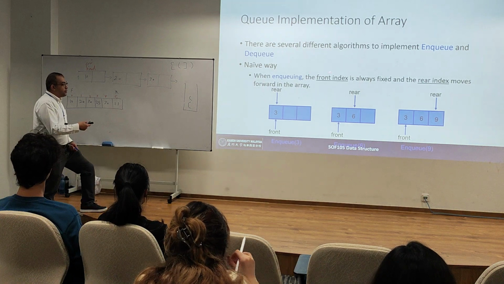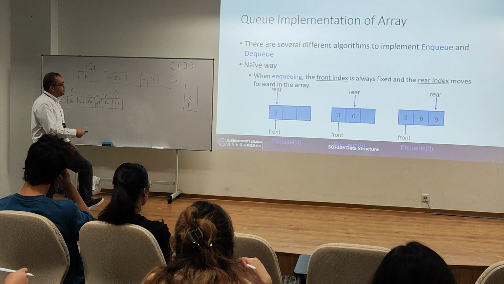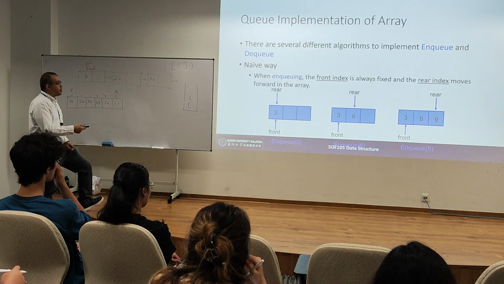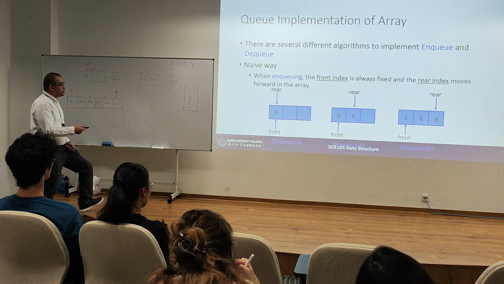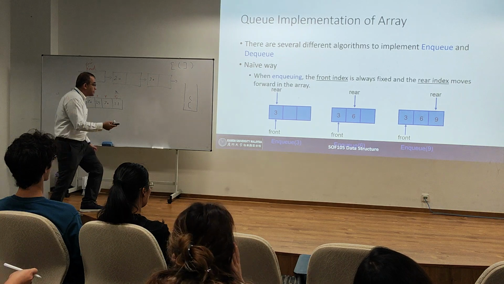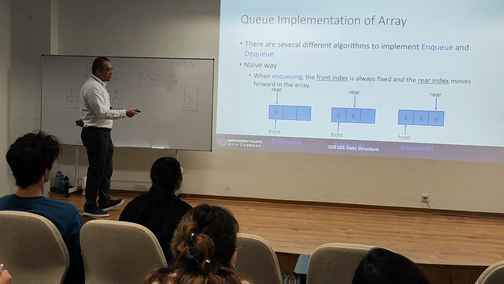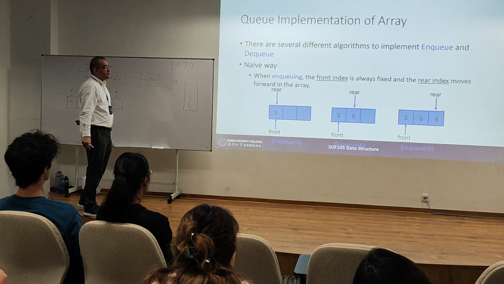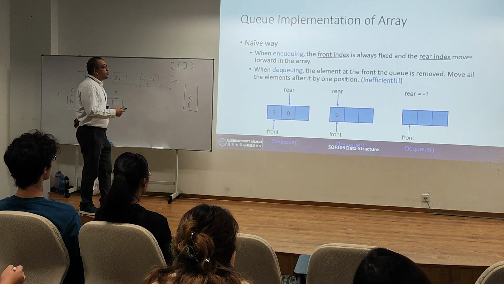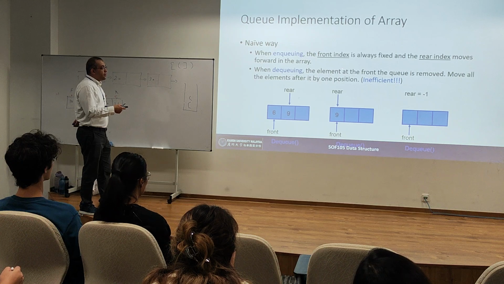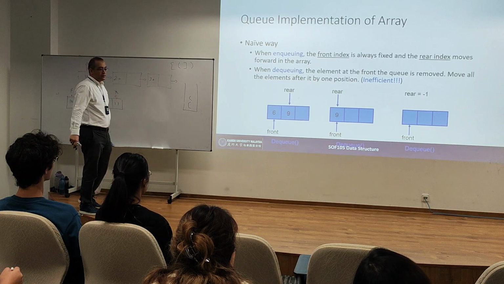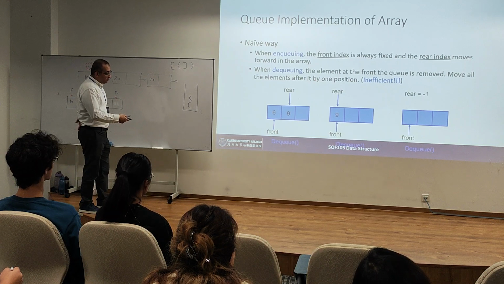When enqueuing, the front index is always fixed and the rear index moves forward in the array. This is enqueue, sorry. Okay, let's see the NQ. The front index is fixed, I insert 3, rear plus plus, insert 6, rear plus plus, insert 9. So when NQing, the front index is fixed. Then what about when DQing? The element at the front of the queue is removed, moving all the elements one position to the left, meaning that the front is fixed, right?